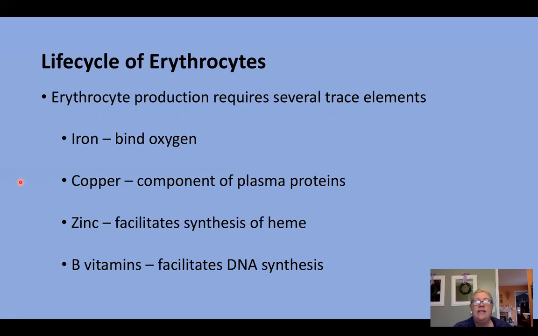There are several trace elements, essential elements, that your body needs in order to produce healthy red blood cells. Of course, iron, because it's the iron ions you need to bind the oxygen in your hemoglobin structure. Copper, because some coppers are components of plasma proteins that are used in the production of red blood cells. Zinc facilitates the synthesis of heme. Of course, you need the heme because without the heme, you're not going to have the iron that's attached to the polypeptides.